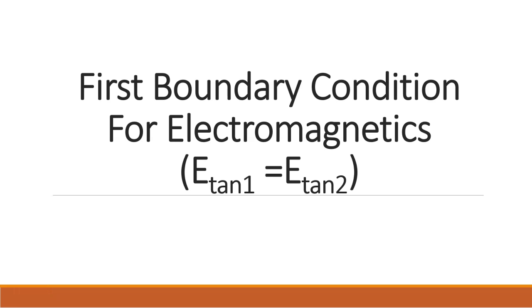Hello friends. Today we will discuss the boundary conditions for electromagnetics. And today we will start with the first boundary condition for electromagnetics, that is basically related with the electrostatic problems, that is E tan 1 equals E tan 2.